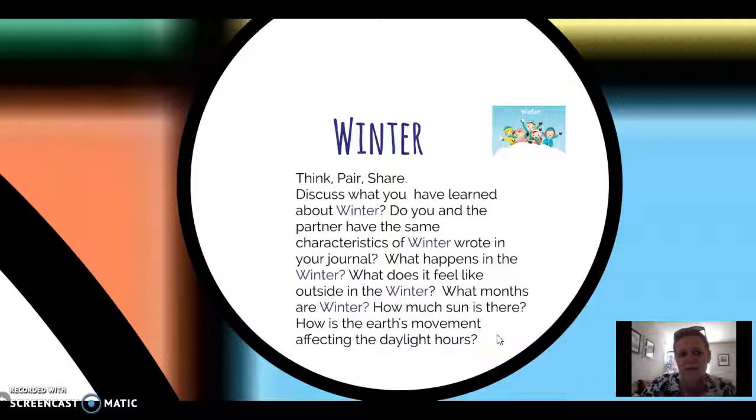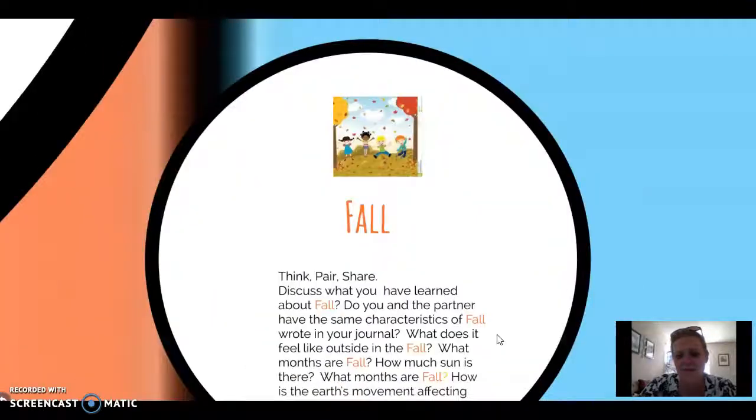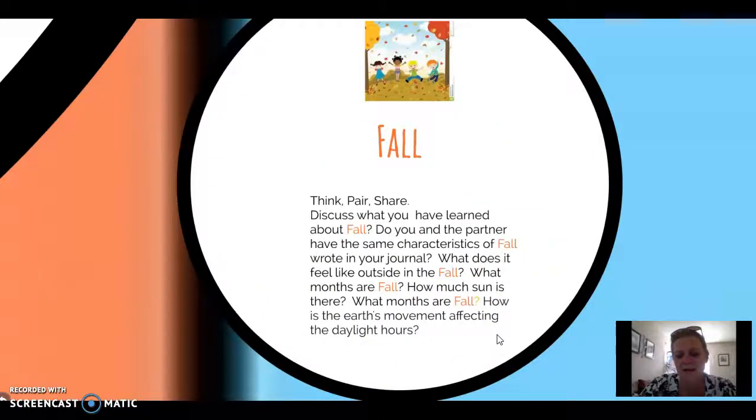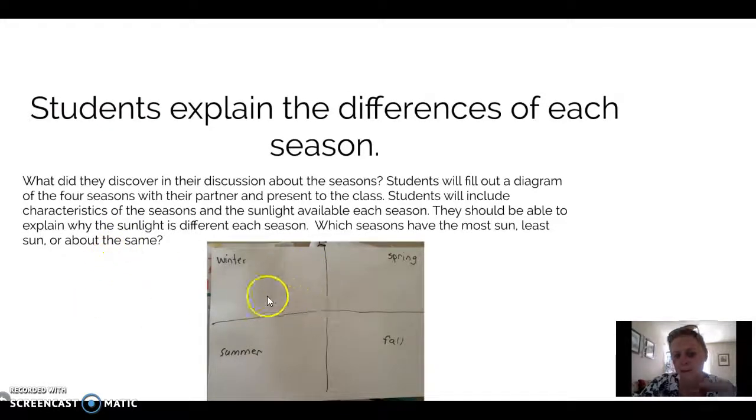So again, they would do this for each season, and then at the end, after they've discussed each season and compared the notes that they wrote, they would create a diagram and write down the characteristics that they both agreed on, and then they would present it to the class.